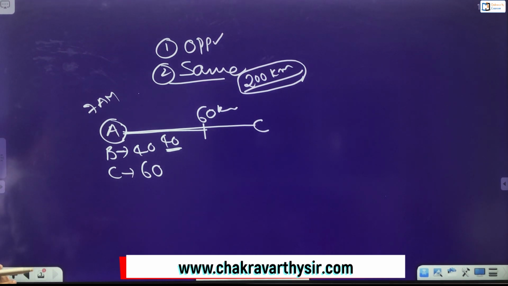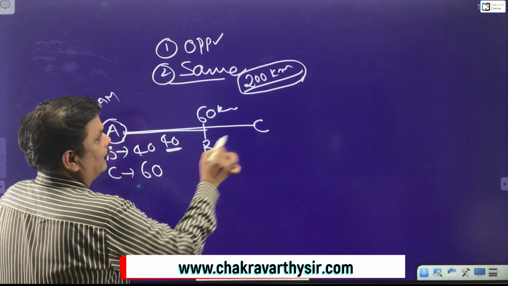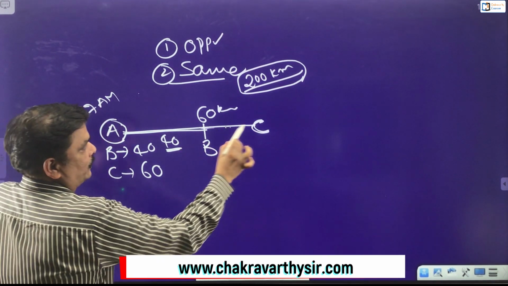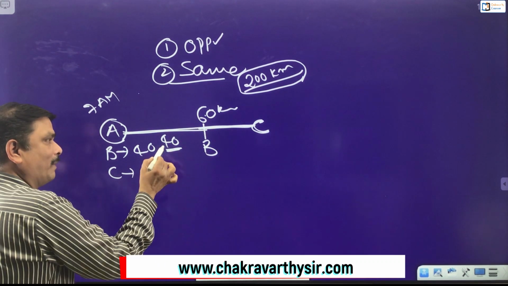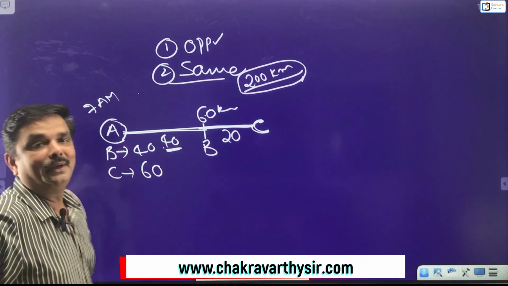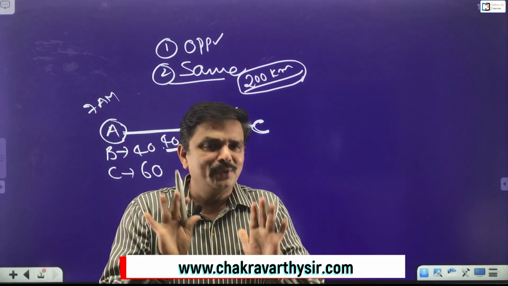per hour it goes 60 kilometers. Now here bus is here, car is here. What is the distance between these two? 60 minus 40, of course 20 kilometers distance is there. Hope this is clear, right?